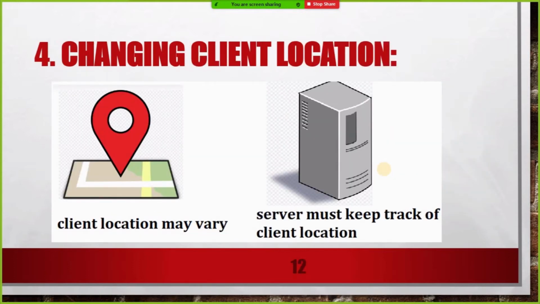Now next we have changing client location. The location of the client is not always the same, means they are continuously moving. So the server must keep track of client location in order to communicate with them efficiently. Suppose at one time the client is in one location and at another time in another location, that is, the client location will change, and due to this the data requirement may also change. So the server must keep track of client location in order to provide messages to them. This is also another characteristic or challenge for the server which provides data to the client.